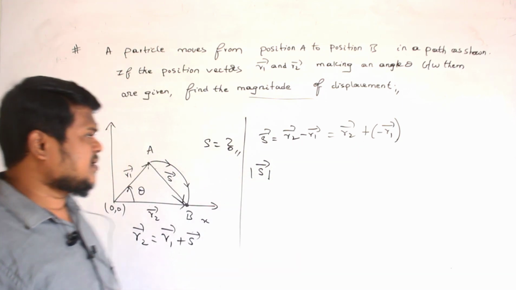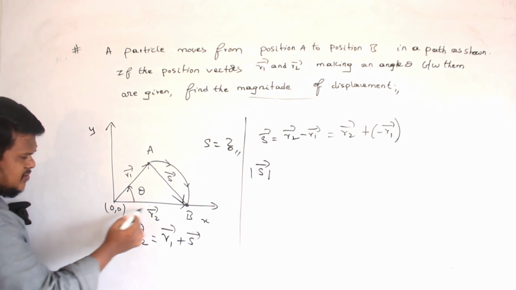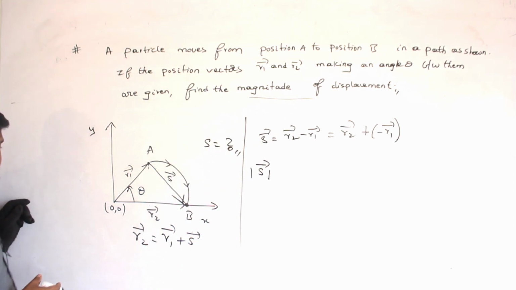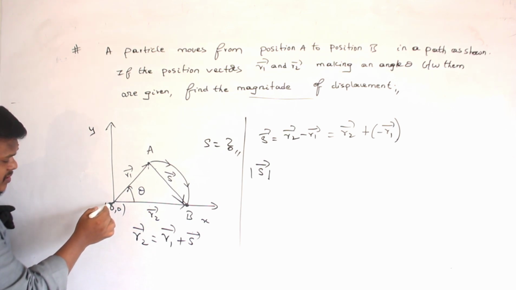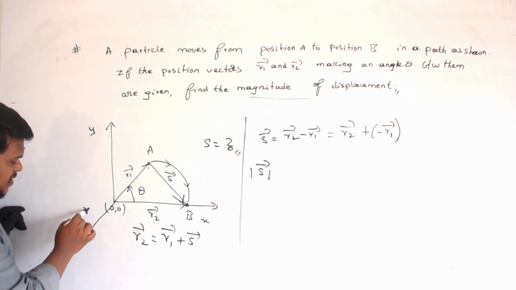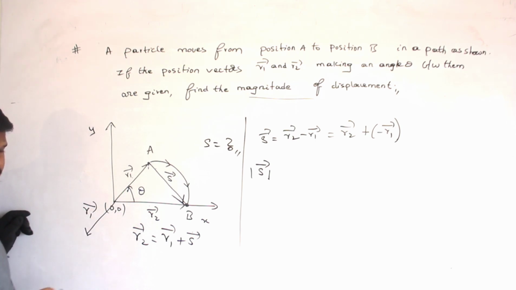Are you able to understand? So therefore this is R2 dash and I am supposed to add to this R2 dash minus R1 dash. Minus R1 dash means what I have to do? I have to draw this one exactly in opposite direction. So this is minus R1 dash, if this is plus R1 dash.